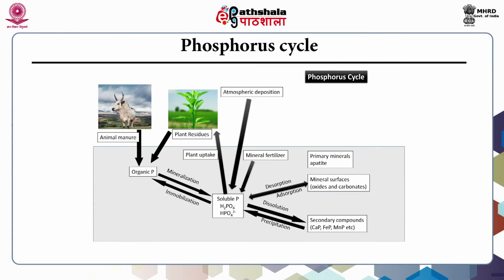Now, this figure shows how the phosphorus in the rocks is weathered and enters into the water cycle, and how through the water it is taken up by plants, and from plants it enters into the animals through the food chain, and once again how it gets decomposed and returns back into the soil.